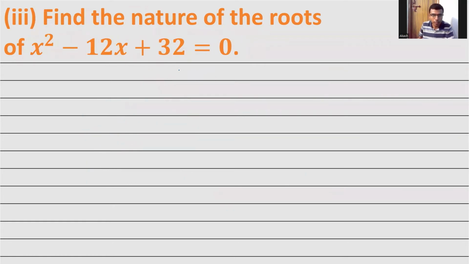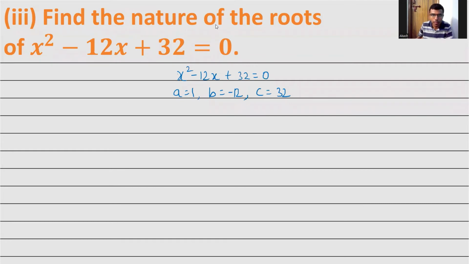So yeah, now let me put down the question again. Here we have x square minus 12x plus 32 is equal to 0. So a is equal to 1, b is equal to minus 12, and c is equal to 32. Okay, fine. So that's how things are.